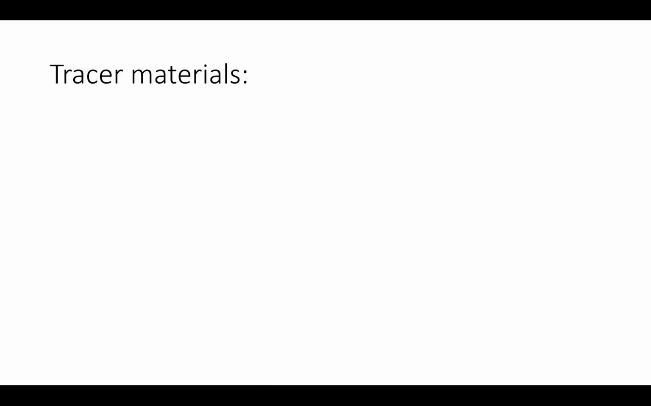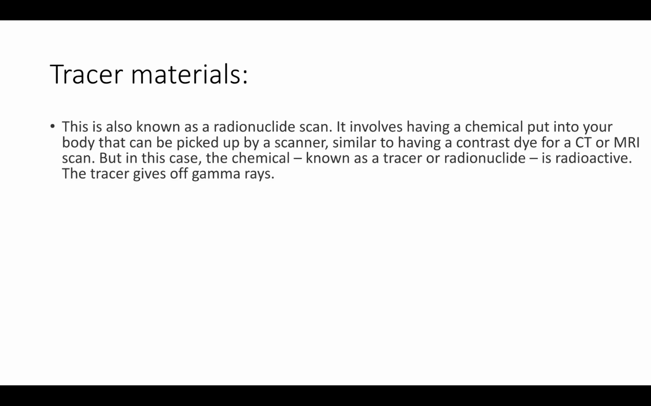Okay, something else that you need to know that we brushed on in the previous lesson, tracer materials. So tracer materials are known as a radionuclide scan. It involves having a chemical put into your body that can be picked up by a scanner, similar to having a contrast dye for a CT or MRI scan. But in this case, the chemical, known as a tracer or radionuclide, is radioactive. The tracers give off gamma rays.